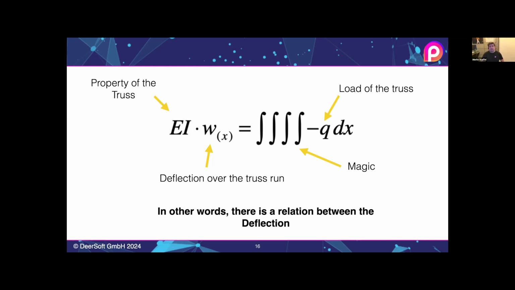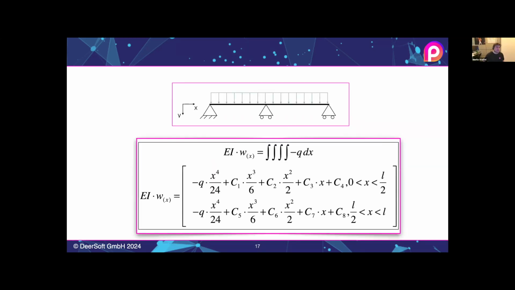And minus Q is the load of the truss, which again is pretty obvious. The load of the truss and its deflection need to have something to do with each other. With the magic of integrals, we can calculate this. If you resolve the integrals, you get something that looks like this. Unfortunately, you cut it into two functions here: one from the left to the middle and one from the middle to the right. And you see now you have 8 unknown values, called C1, C2, C3, C4.